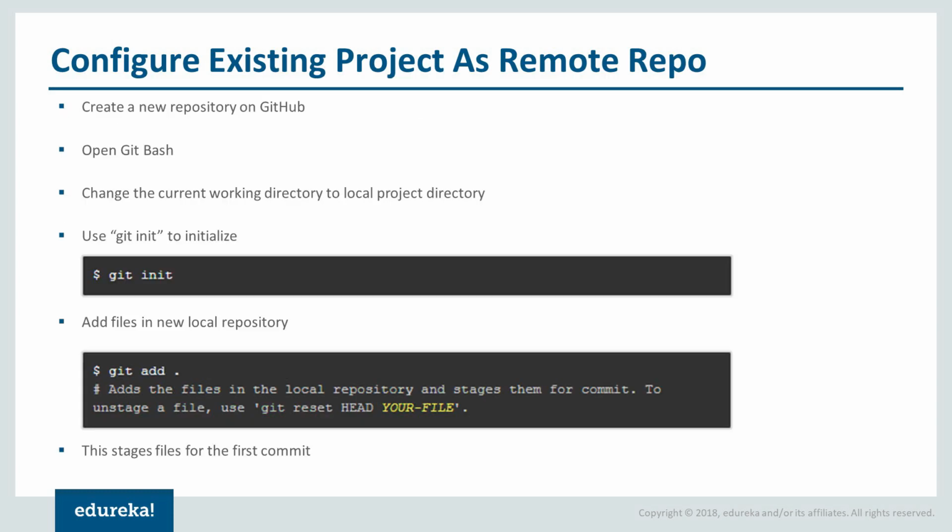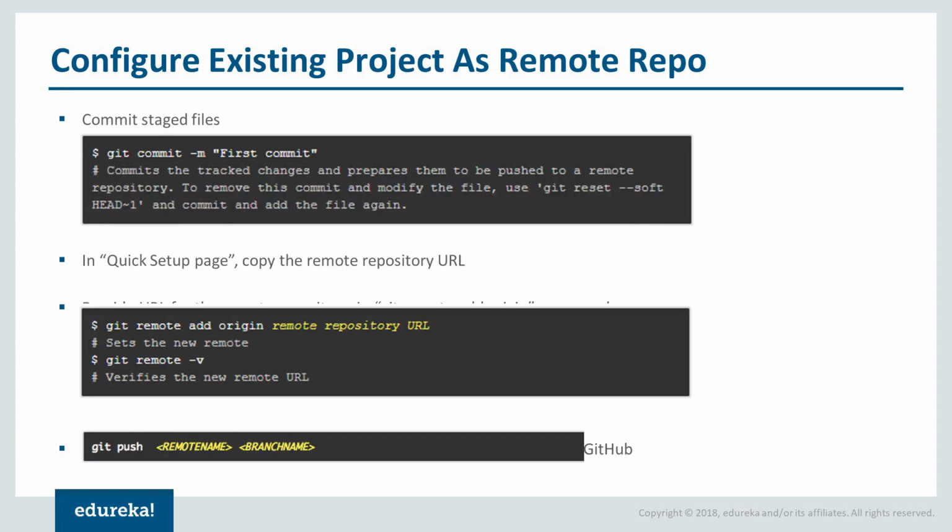This is another demo wherein we are configuring an existing project as a remote repository. What we are going to do is create a new repository on GitHub. We'll open Git Bash and initialize the project. Once that is initialized, I'll add all files in the local repository with git add dot. This stages the files for the first commit. Then I'll make my first commit with git commit -m, and then we will add the remote. I'll start with this.